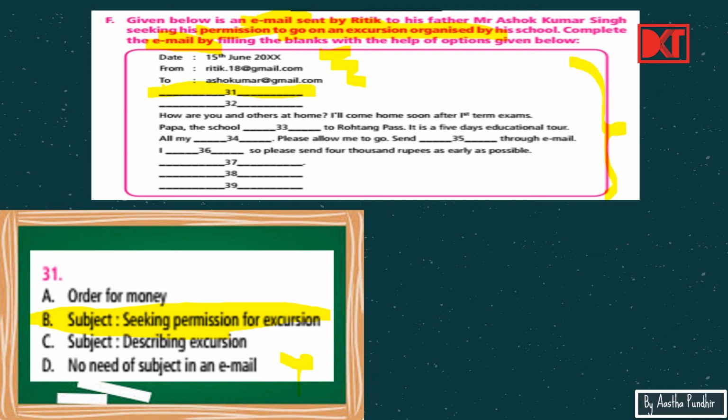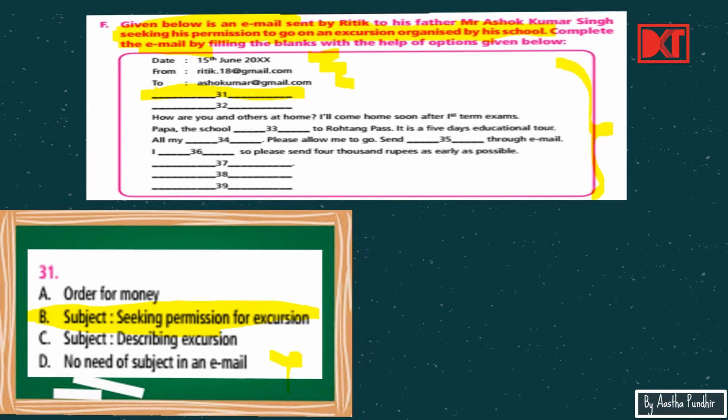Now as we read in the question, what is the email being written for? Seeking permission, right? Seeking permission to go on an excursion organized by his school. That's why B, subject seeking permission for excursion.